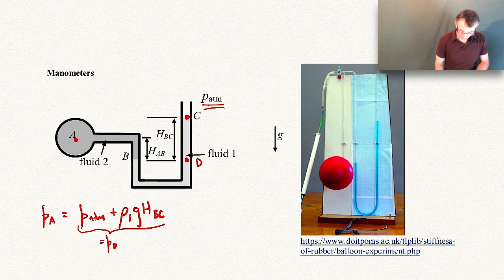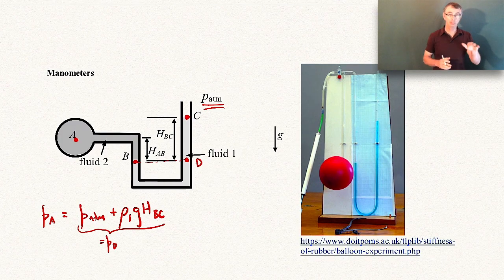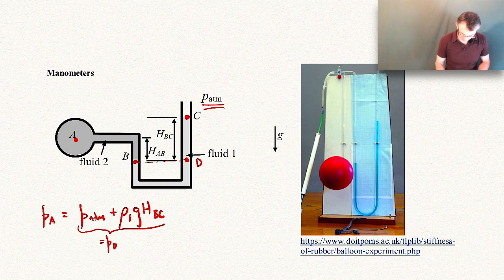Now I can go straight across to point B. The reason I can do that is because we know the pressure doesn't vary laterally as long as I'm moving in the same fluid. That's important. It can only be the same fluid. If I move in the same fluid laterally, the pressure remains the same. So the pressure at D and the pressure at B are identical.